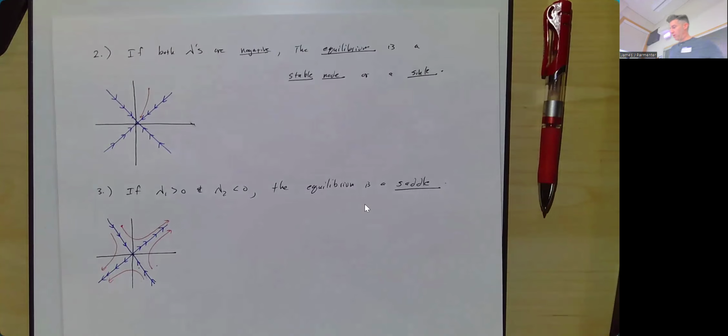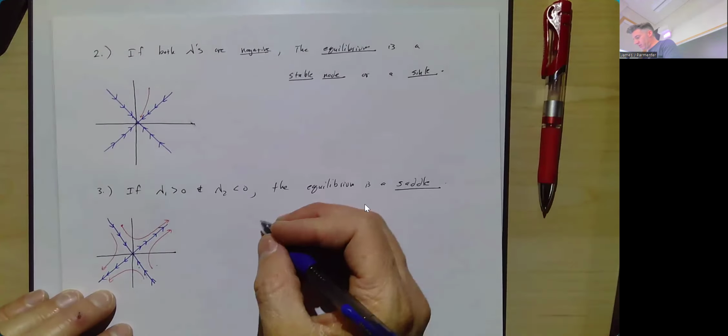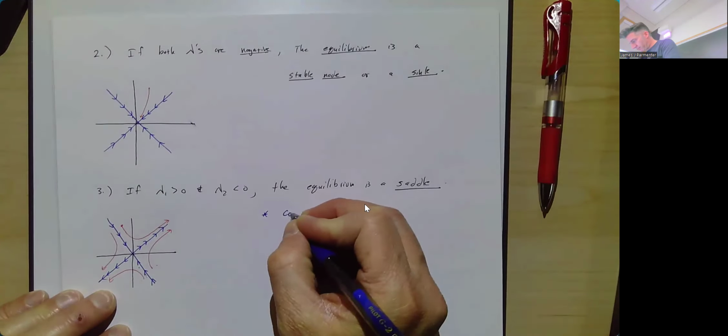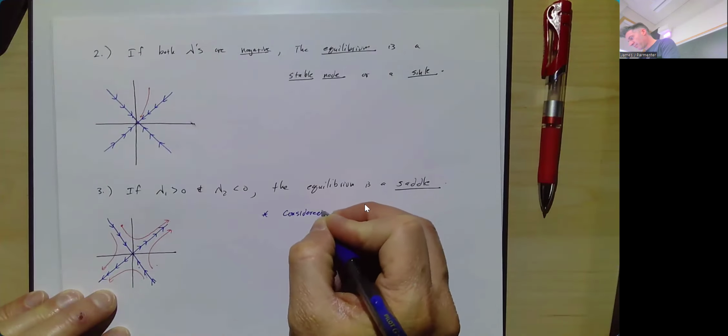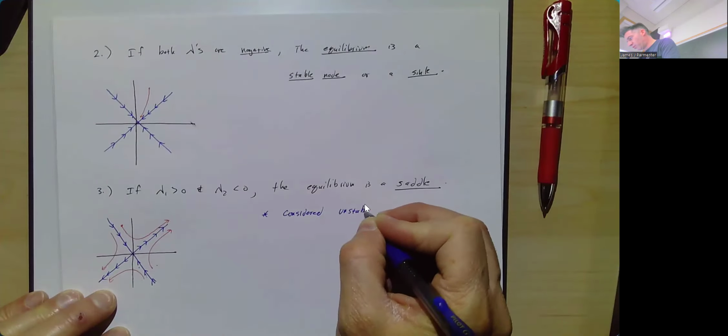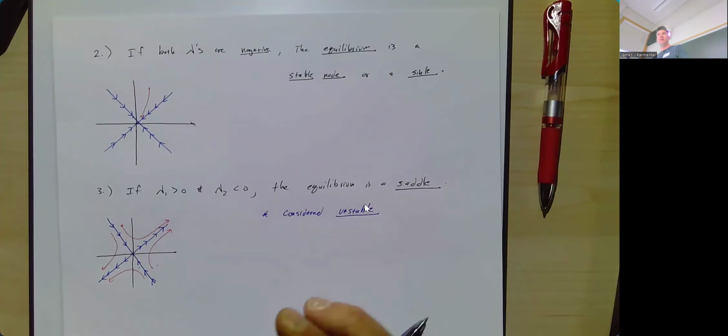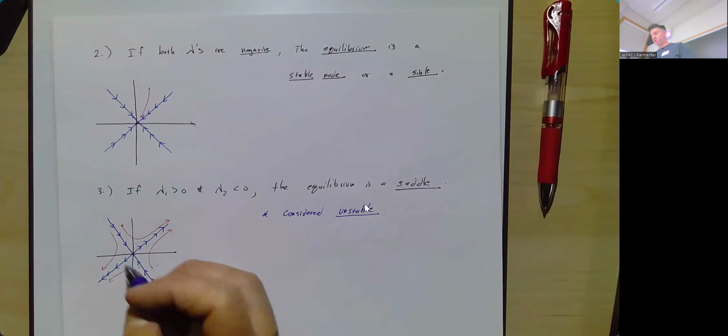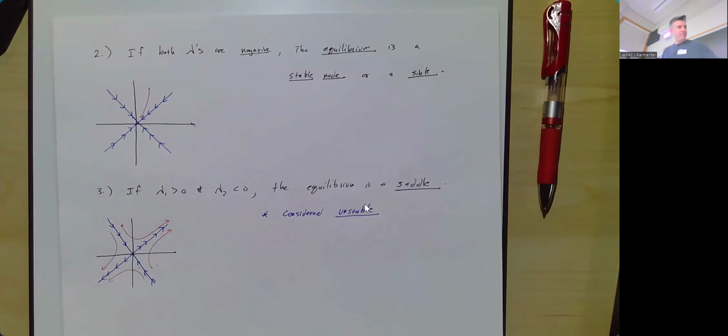Yeah. I will point out this is considered unstable. There is one direction of stability, but any other place you're starting at that isn't on this initial eigenline is going to be unstable.